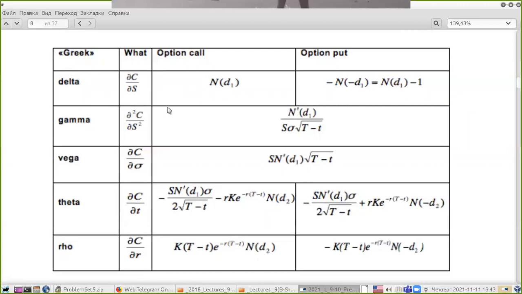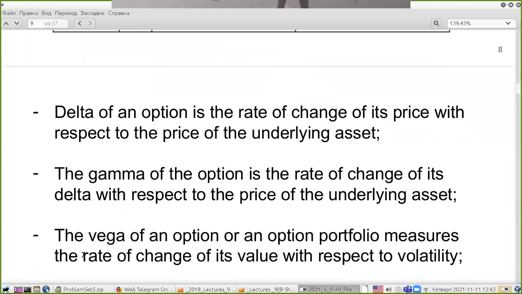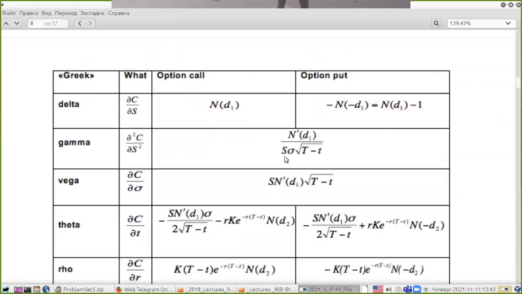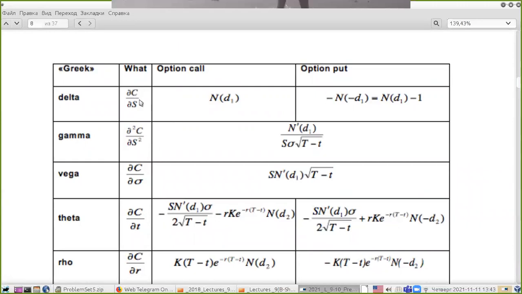So please have a look at this table. What are Greeks? What does it mean? The first Greek is delta. Delta means dC with respect to dS. Yes, gamma, then the second order derivatives, vega, and so on. Yes, you see, 1, 2, 3, 4, 5 Greeks. Delta is the rate of change of price with respect to the price of the underlying asset. So C is the price of the option, with respect to the price of the stock. How the option changes with respect to changing S. Yes, first order and second order.